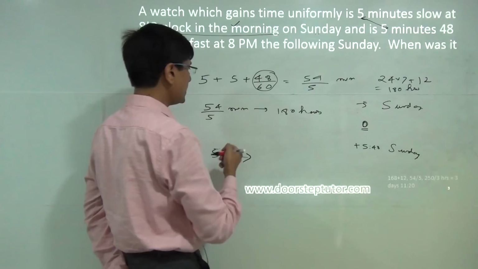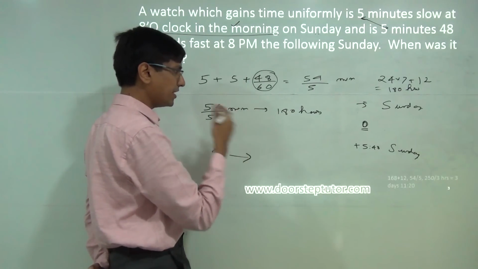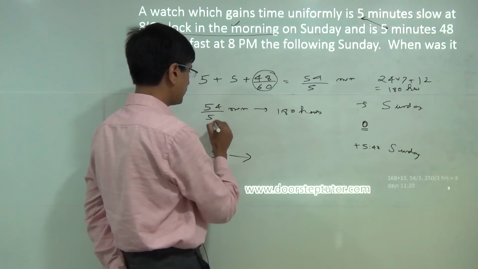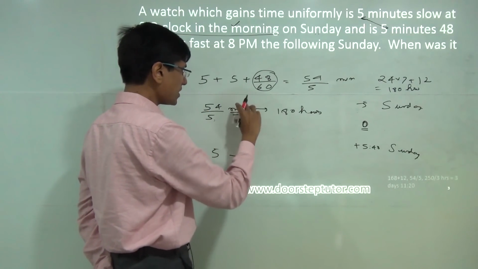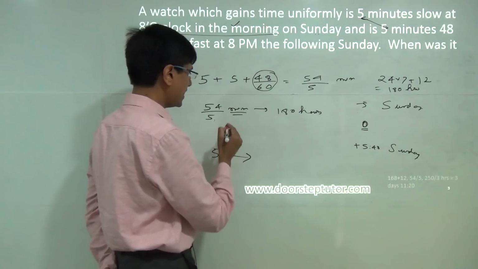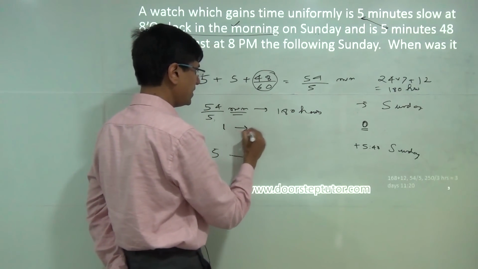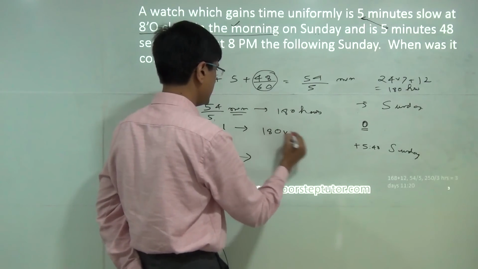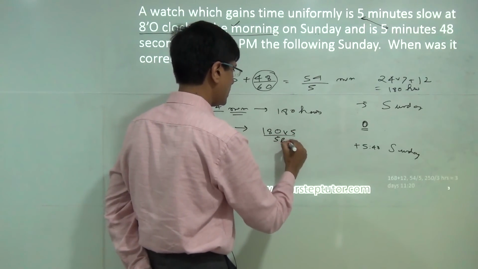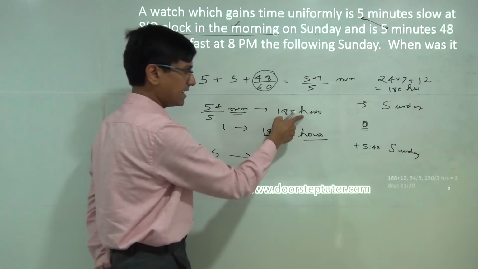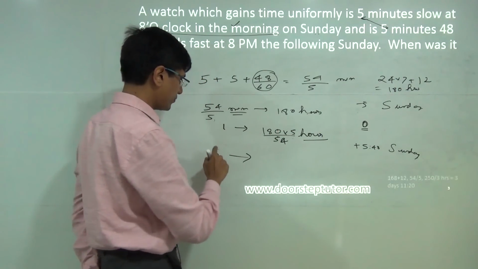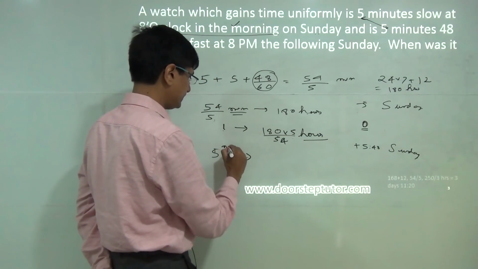We know that we can do that using the unitary method. So let's apply that. So 54 by 5 minutes, to cover this much time, the clock takes 180 hours. To cover 1 minute, the clock would take 180 into 5 divided by 54 hours. Right? You should always keep units here. Don't get confused.